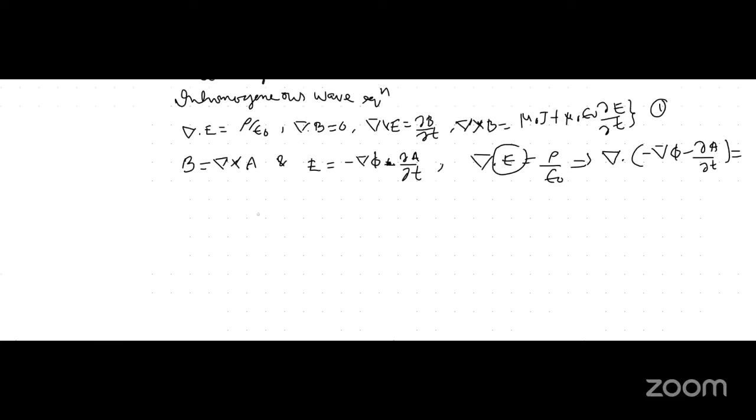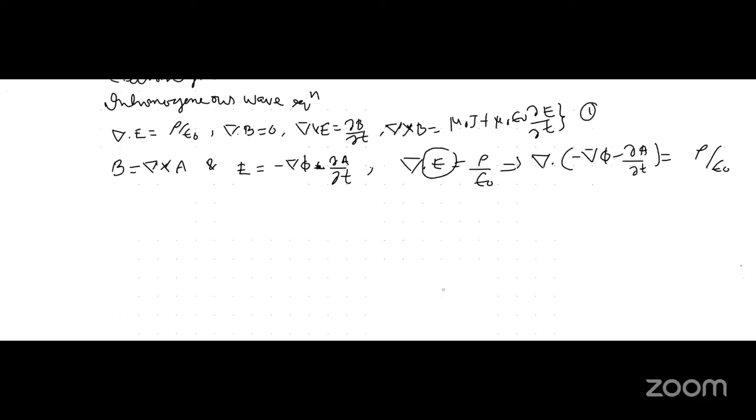If you multiply with this, that is minus del into minus del phi, so we are going to get del square. We will get minus del square phi, but we'll remove that minus, so that we get plus dou by dou T of del dot A, which will be equal to minus rho by epsilon naught.